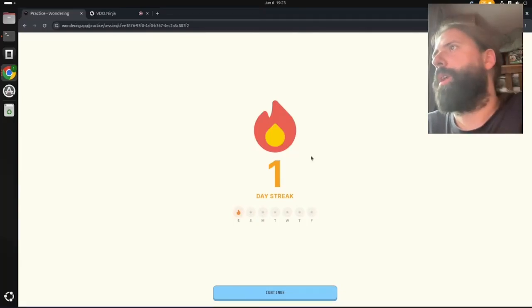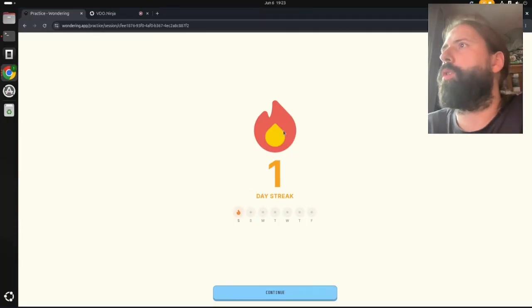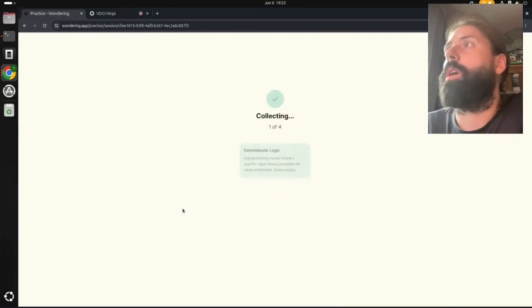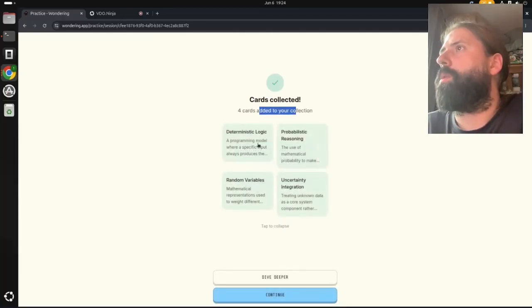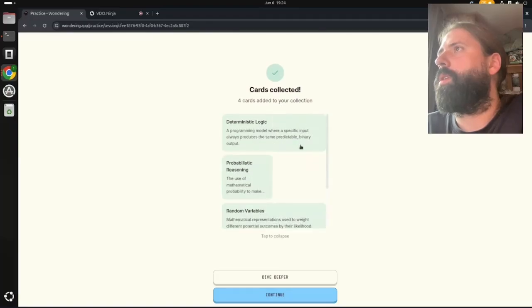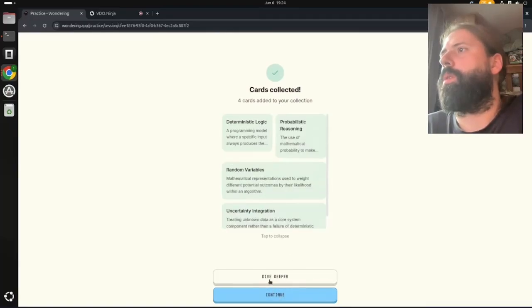Who cares about streaks, man? If you're seriously learning, nobody cares about these streaks. Cards collected. Okay, interesting. Tap to view. What are these? Logic, heuristic reasoning, uncertainty integration. So those are cards collected that do what? Dive deeper, continue. Okay, it's interesting.